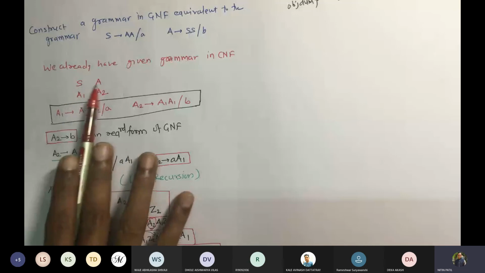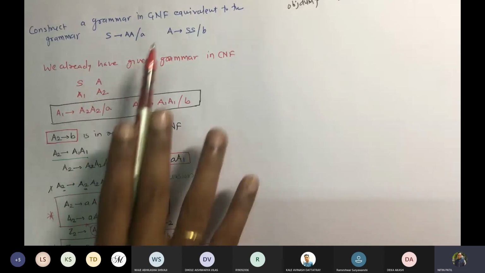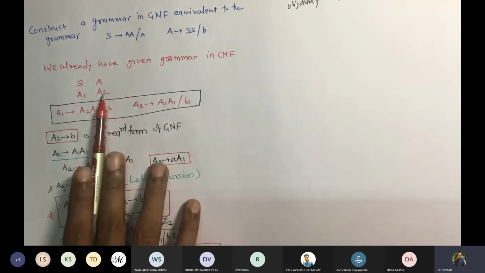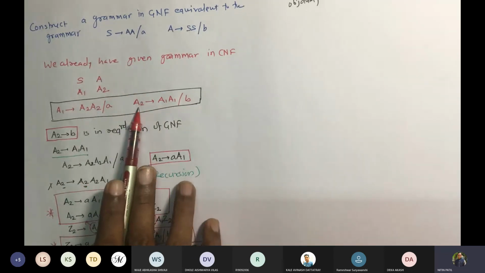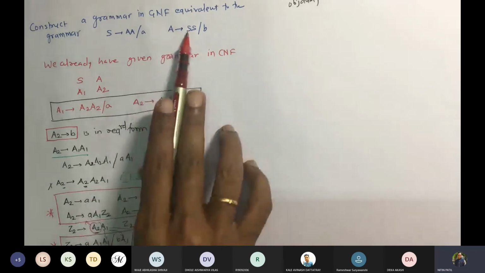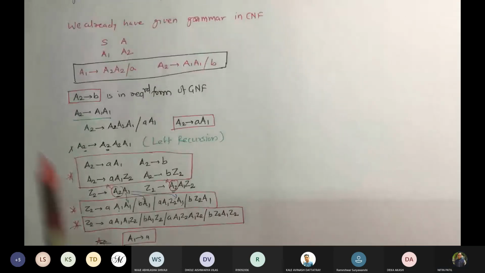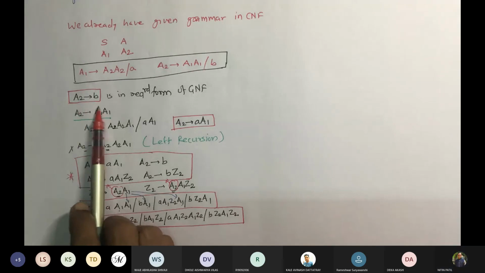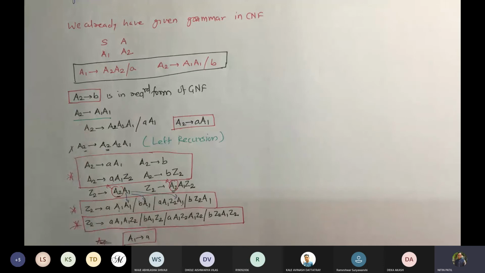So we wrote those variable names S and A. We got A1, A2. So we got A1 gives. We rewrote this. So A is written as A2. So A2, A2, and this A kept as it is. Then for A2, means for A in this case it was SS. So A1, A1, and then B. Fine. Started with A2 gives B. We said that this is in required form of GNF. We consider the remaining production of A2.